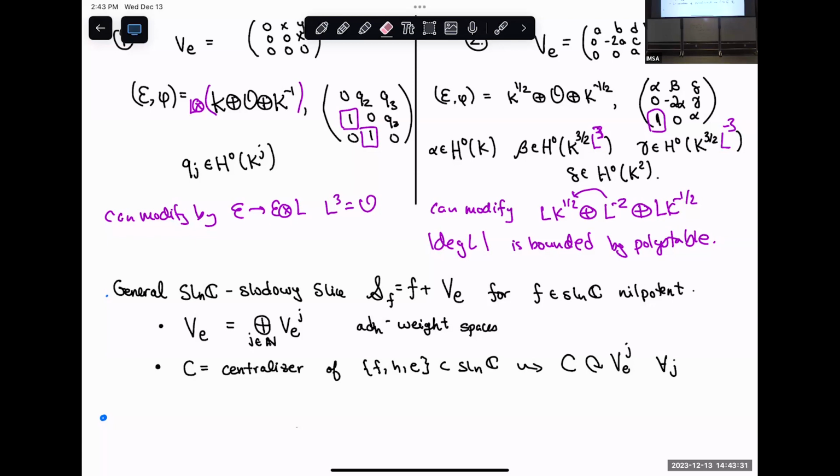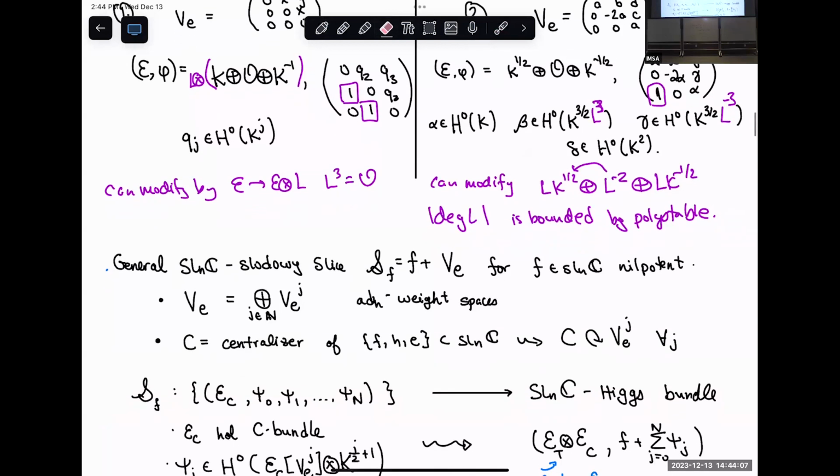Okay, great. So the general data is you take, well, remember, here's the Slodowy slice. I take F plus the kernel of the raising operator. And the key important thing is that H acts on the highest weight spaces with eigenvalues, and so the highest weight spaces decompose into ad H weight spaces. And the centralizer C of the SL2 acts on each one of these graded pieces of the weight spaces.